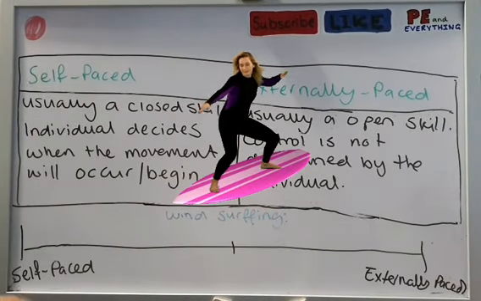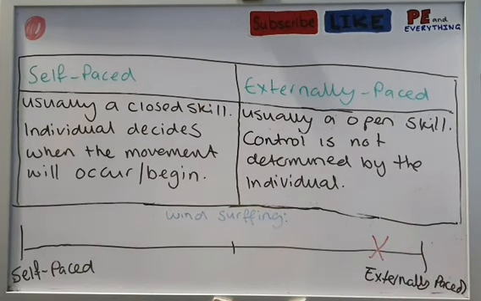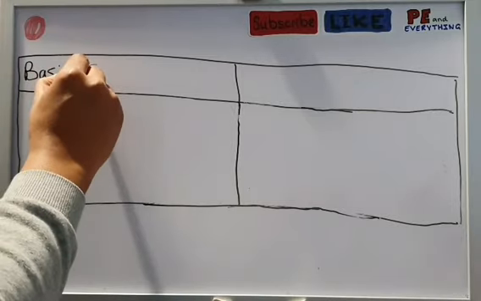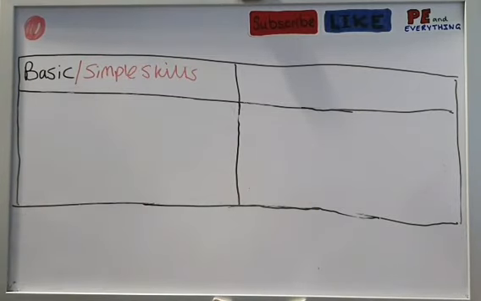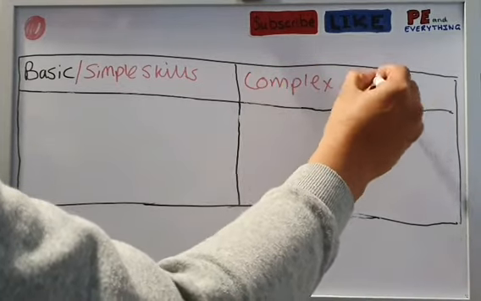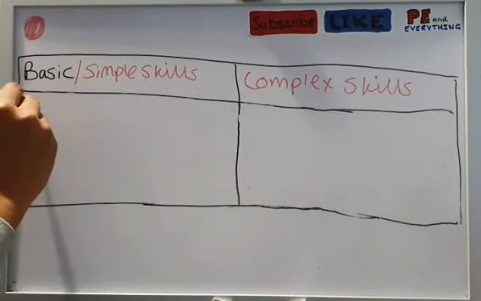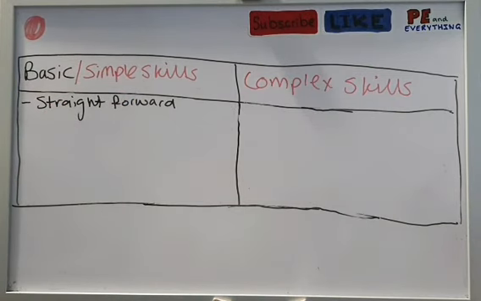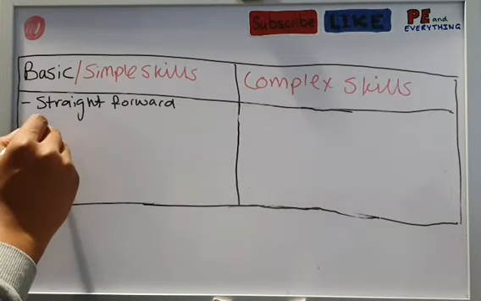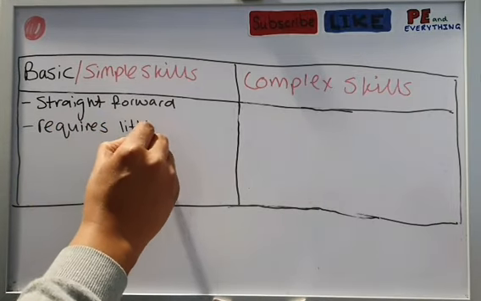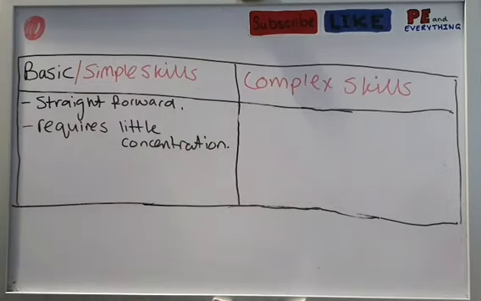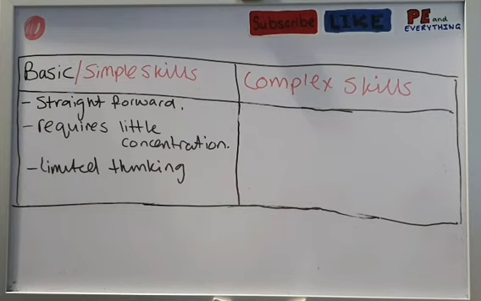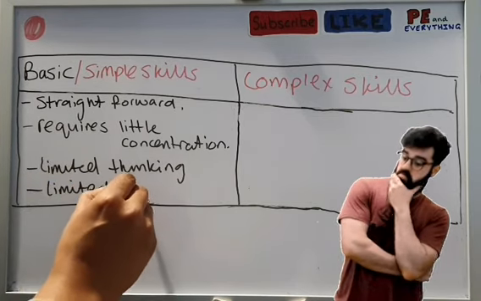Whereas in windsurfing, a lot of it is externally paced because the wind and the waves and the environment will play a big factor in that. Next, we have simple skills, basic skills, and then we have complex skills. So basic skills are straightforward skills that require little concentration. Limited thinking is required, a few subroutines, and limited decision making.